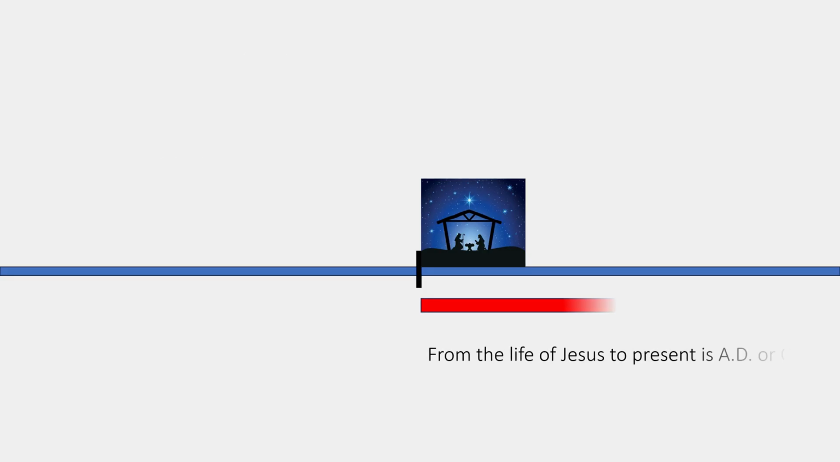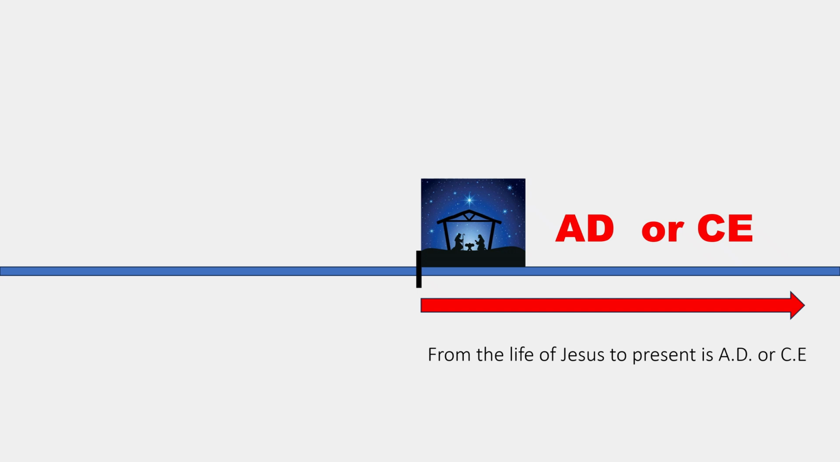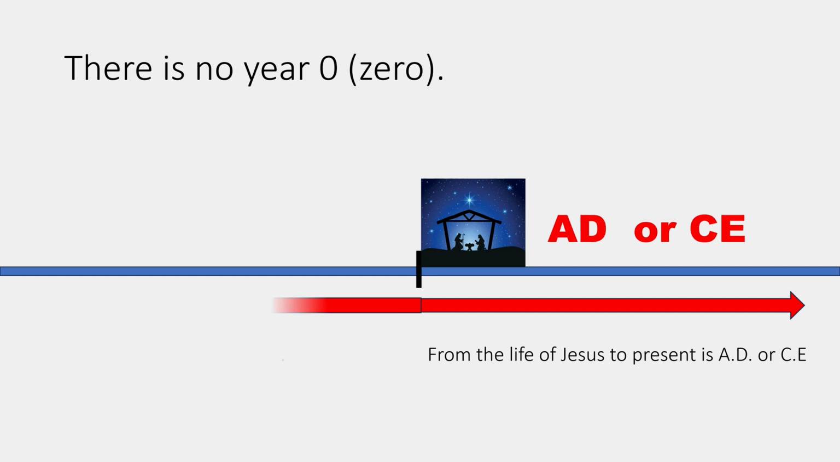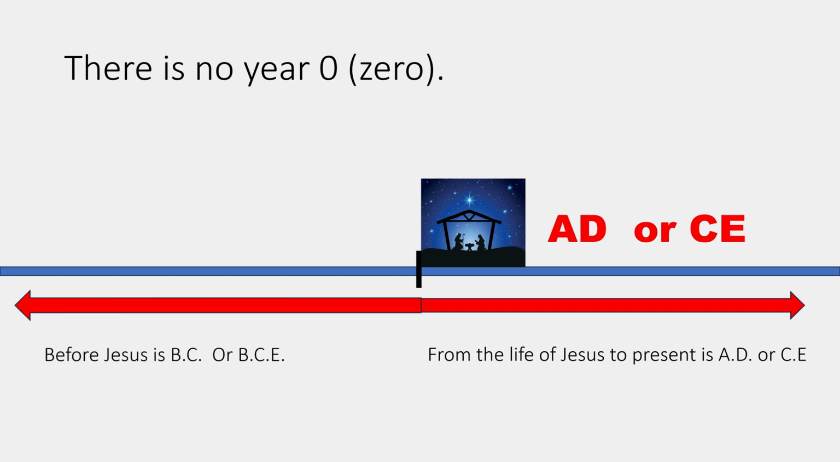From the life of Jesus to present is AD or Common Era, and there is no year zero. So from the birth of Jesus till now, that is AD, and we start from year one, not year zero. Before Christ, before Jesus, is BC or BCE, before the Common Era.